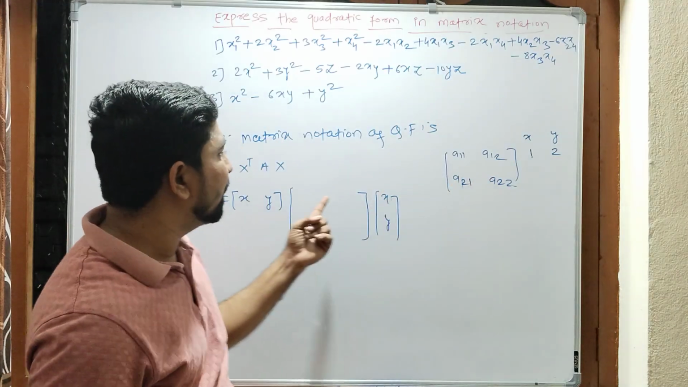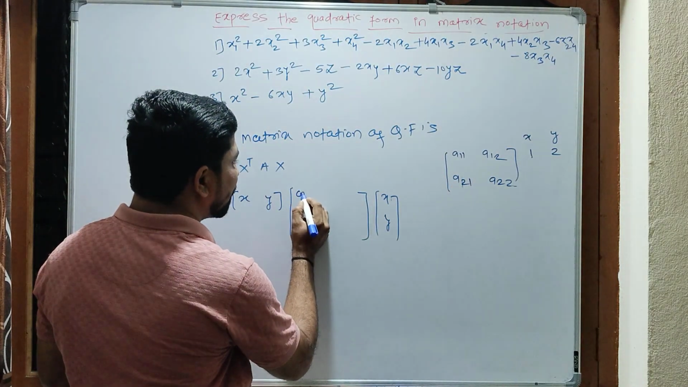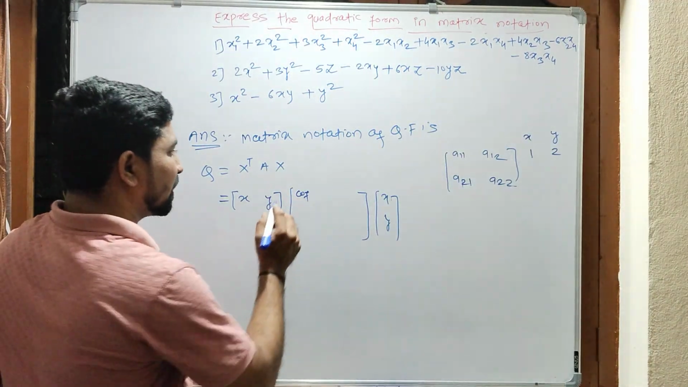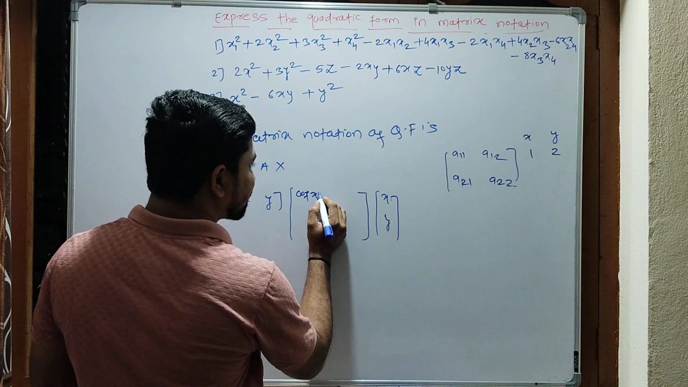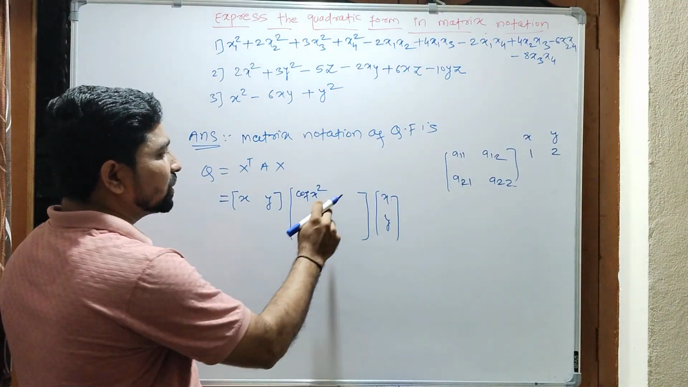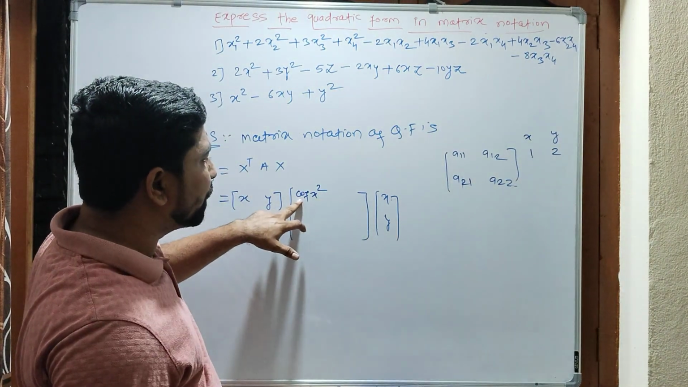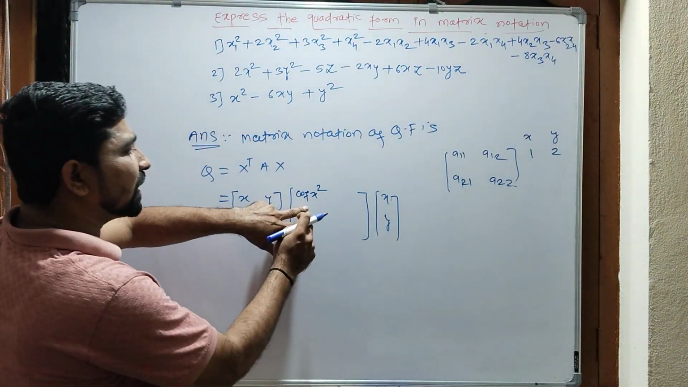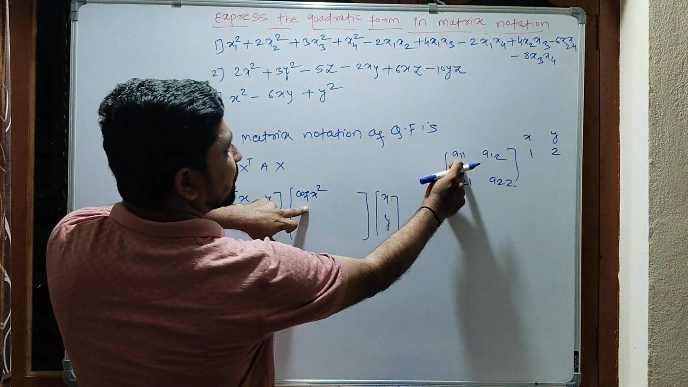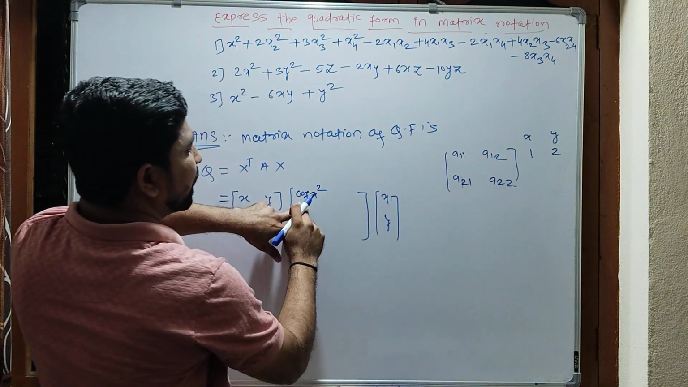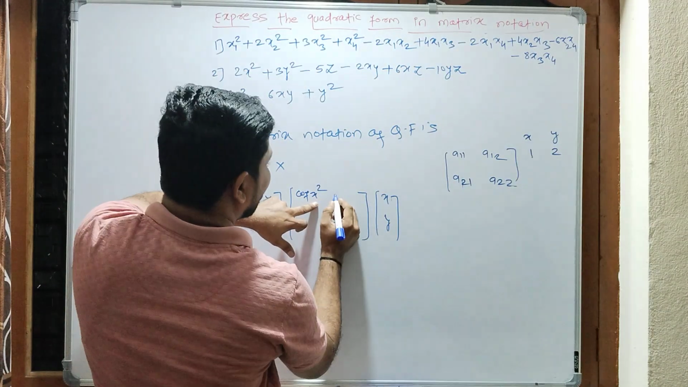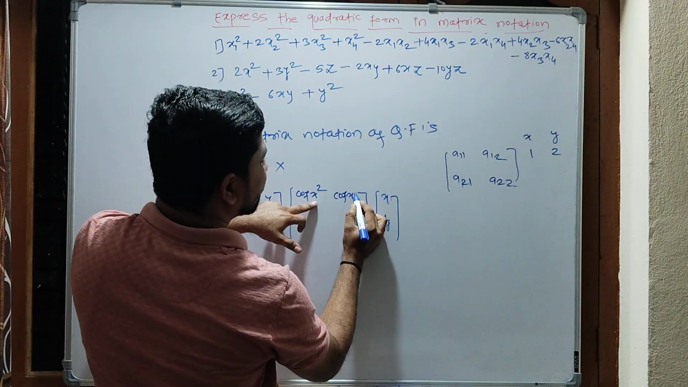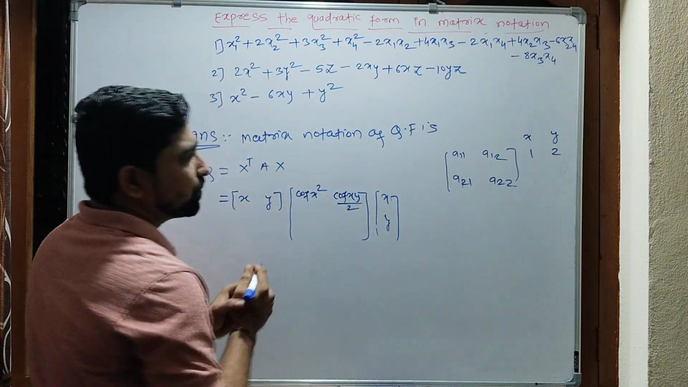In the same way, in this matrix a11 is the coefficient of x and x, so the coefficient of x square. Then a12 is the coefficient of xy; here x is the same, the first coordinate 1 is the same, meaning x is the same. So here is the coefficient of x square, and the second is the coefficient of y, whole divided by 2.